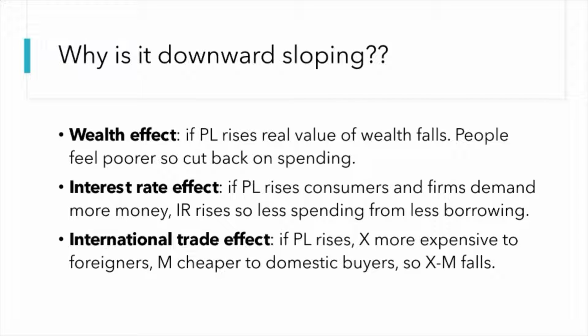And finally is the international trade effect. If price level rises, exports are more expensive for foreigners, so the quantity of exports falls. Imports are cheaper for residents of the country, so the quantity of imports rises. Overall, the quantity of net exports falls, and the real GDP of the country falls. So these are the reasons why if price level rises, real GDP falls. But if price level fell, then real GDP would increase.